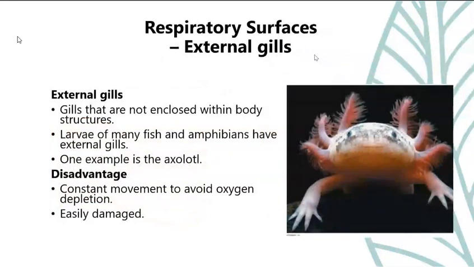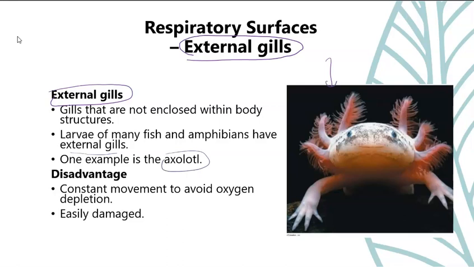Just now we looked at two types of gills. External gills are more fragile. They are not protected like the gills in fish, which are protected by the operculum. External gills are not enclosed within the body structure. Larvae of many fish and amphibians have external gills. The example given in this picture is an organism we call axolotl, a species of salamander. So these are its external gills.